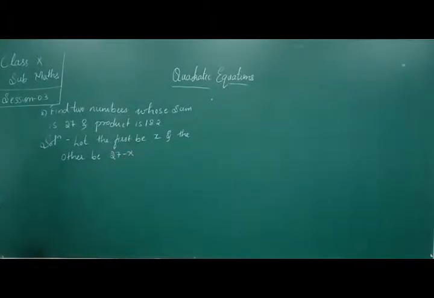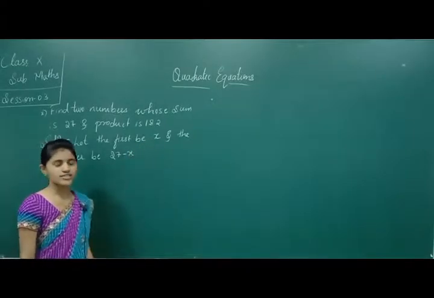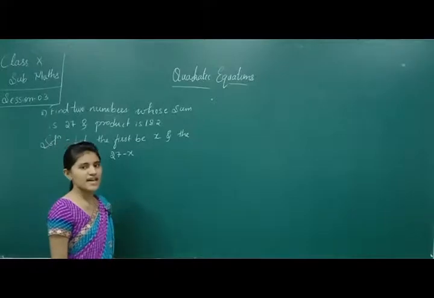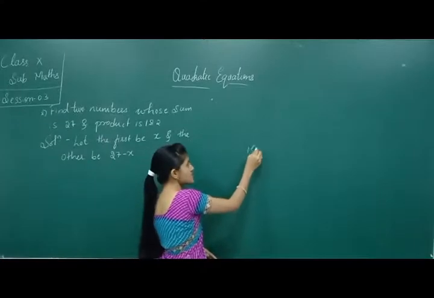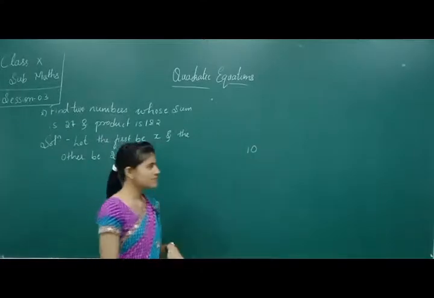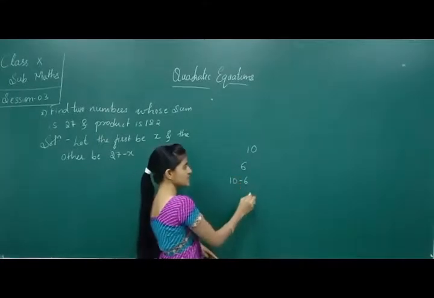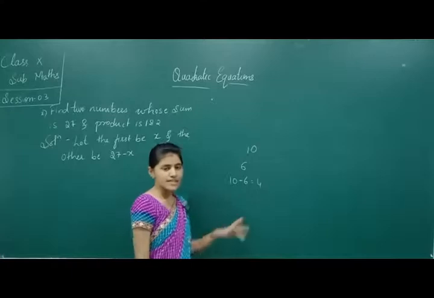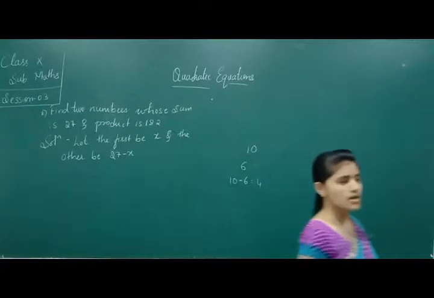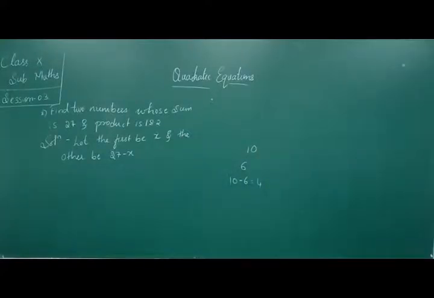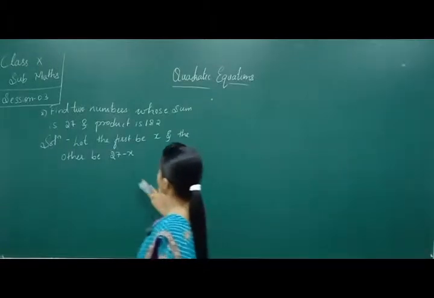Why 27 minus x? Because on adding these two numbers I should get 27. See, for example, if I say that the sum of two numbers is 10, and I consider one number as 6, the other I should consider as 10 minus 6, right? Then only I am going to get 4. The same way I have done it. I said let us consider two numbers where the first number is x and the second number is 27 minus x.